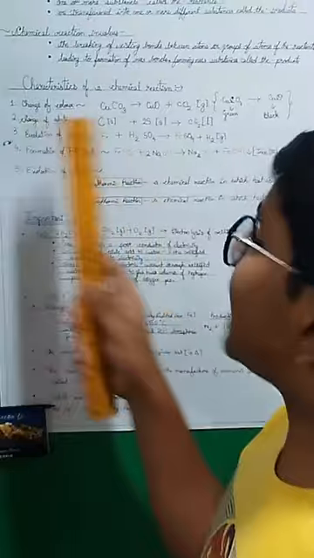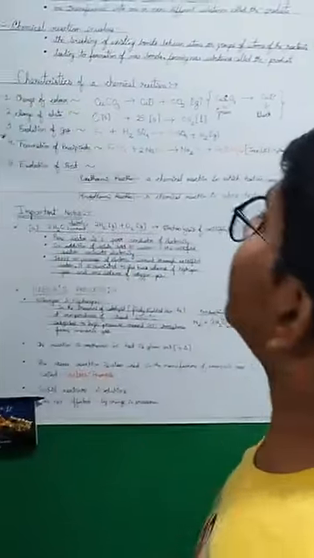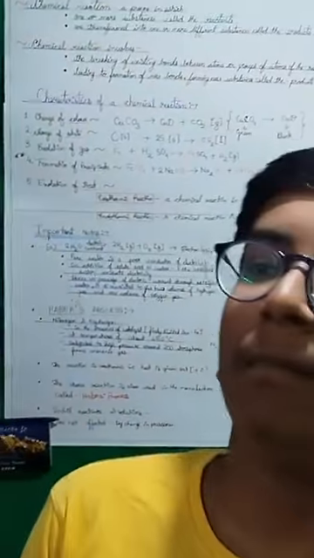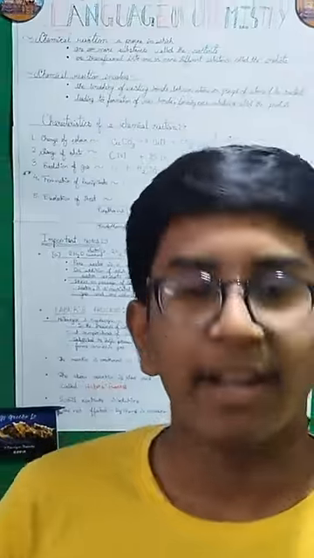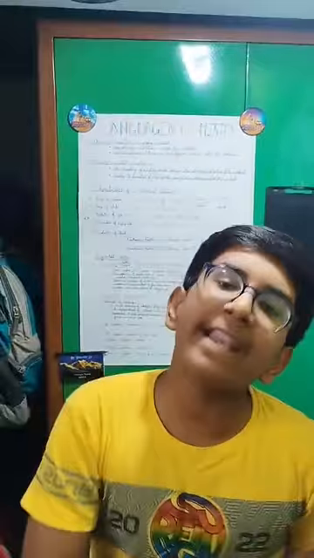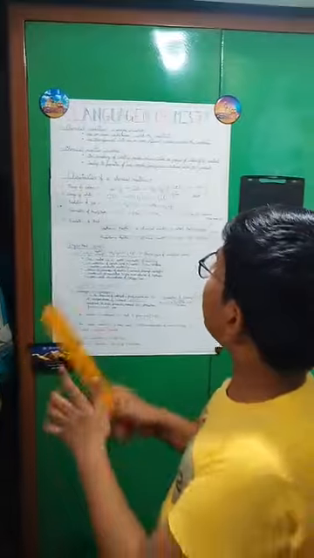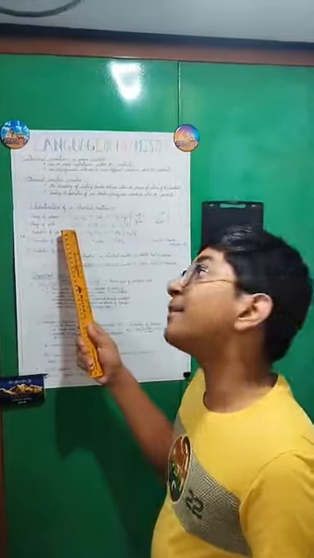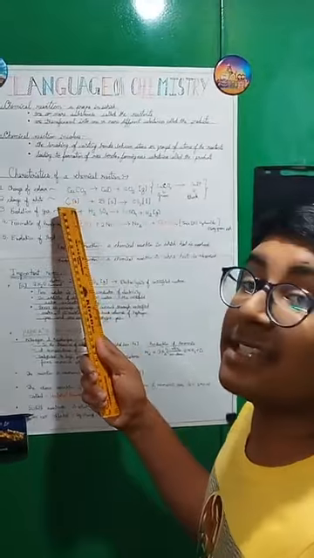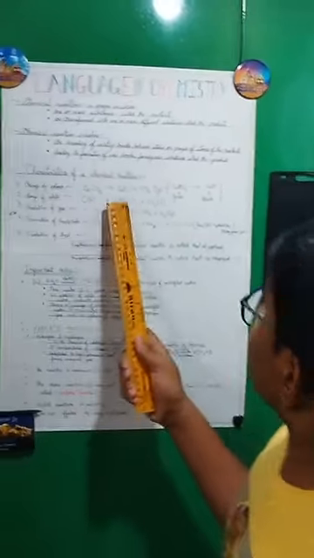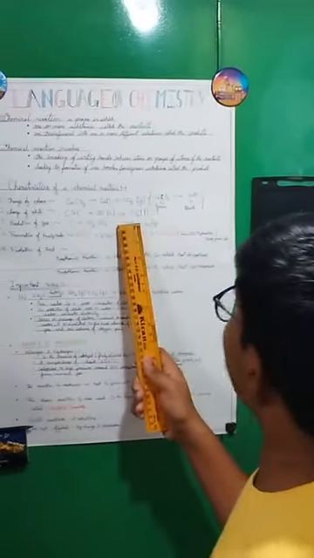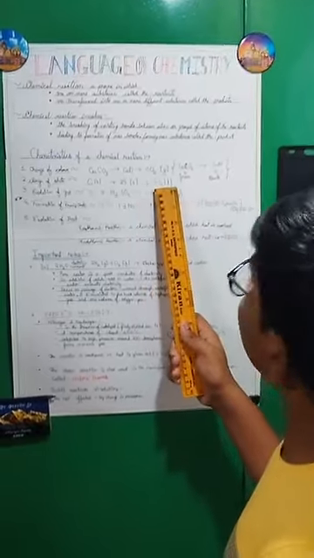Now, change of state. Change of state means liquid will change to gas or gas to liquid, like this. For example, C, that is carbon, which is solid, and sulfur, which is two volumes of sulfur, that is also solid, when mixed together form carbon disulfide, that is CS2, a liquid.